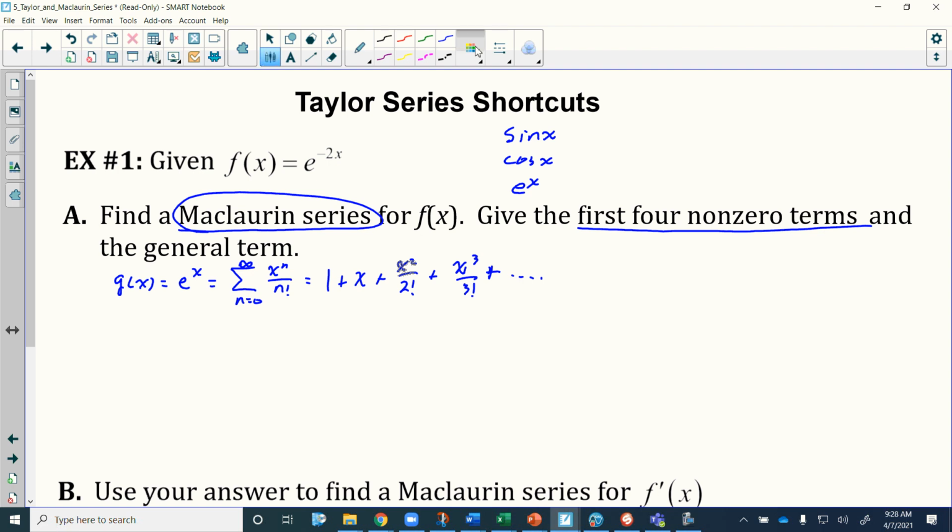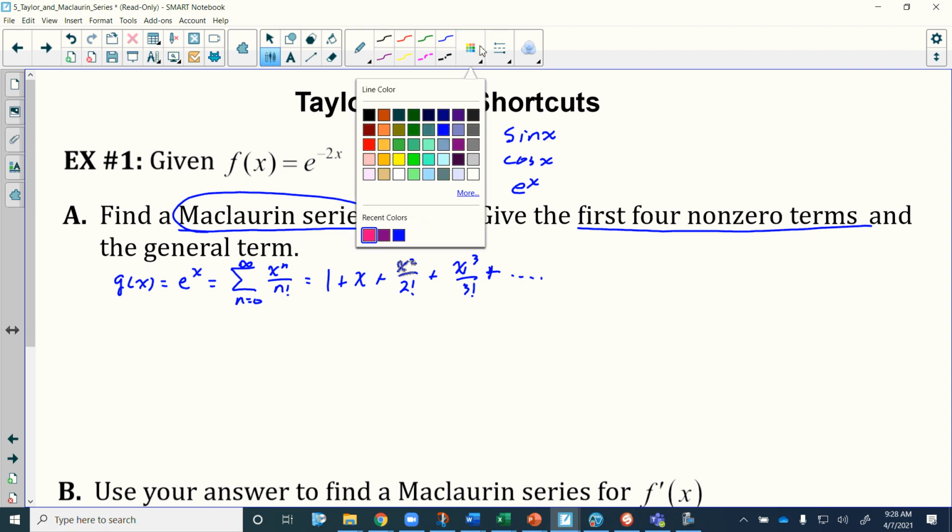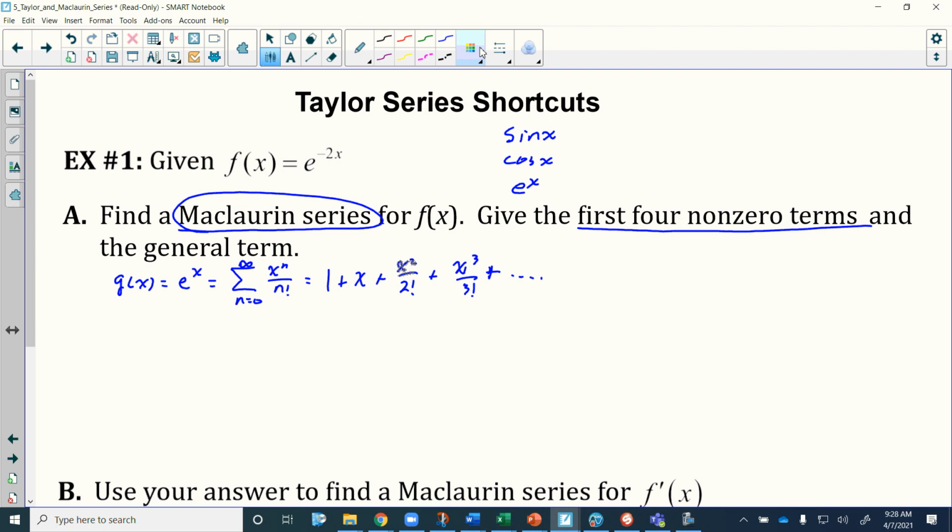Well, now let's take a look at what was given to us and how we can utilize the known information to help us write the Maclaurin series for this function f of x. We're given f of x to be equal to e to the negative 2x power.